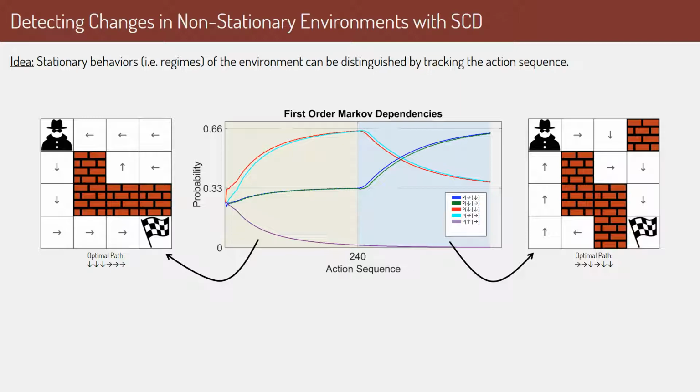Action sequence of each stationary behavior of the environment is considered as stationary regime, because each stationary behavior has a significant action sequence. Based on this implication, we detect changes on the environment by using SCD algorithm. Here is a result of small experiment on non-stationary environment with two stationary behaviors. The sudden change of probabilities indicate the switching point.